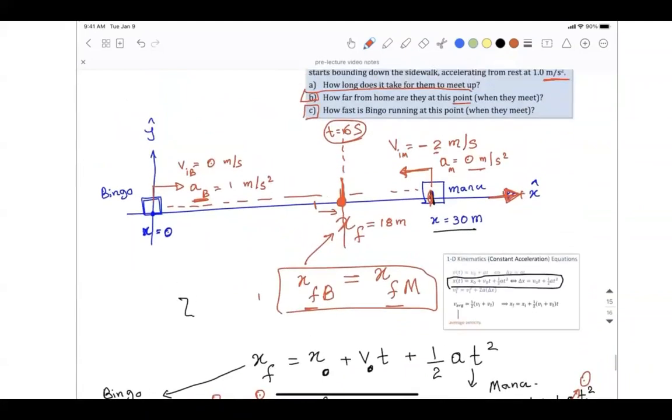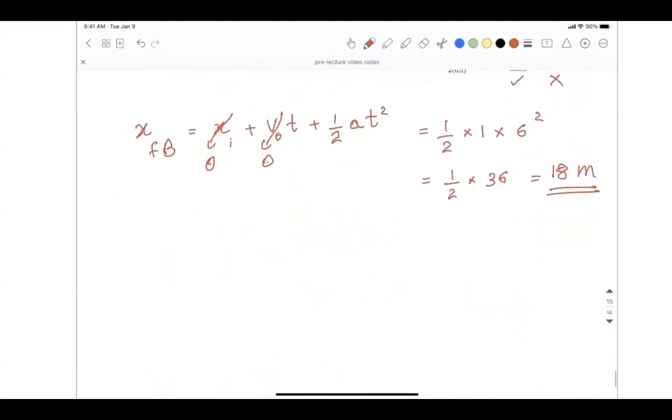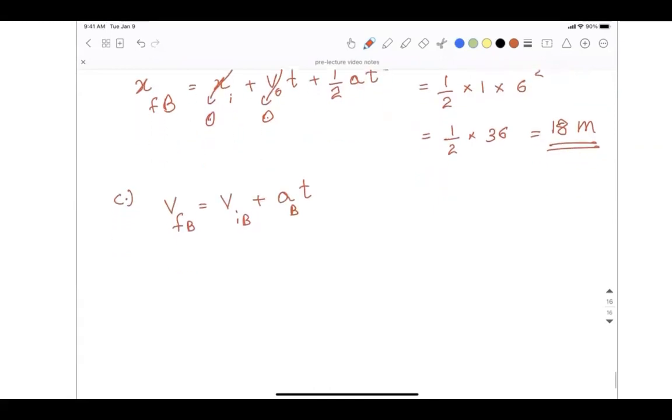And how fast is the bingo running when they meet? Okay, very easy. We could do many things. One of the possibilities is v final equals v initial plus acceleration times time. For the bingo, we have the initial velocity of the bingo 0. The final velocity of the bingo equals 0 plus acceleration 1 times 6, which is 6 meters per second. That's one possibility.